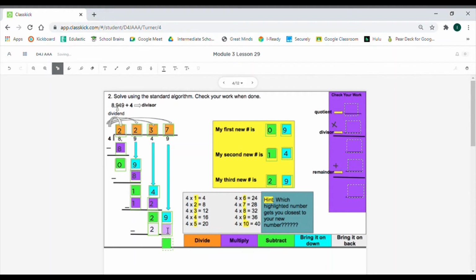Good, 28. And our last step is to subtract again. 29 minus 28, what do we get? Yes, 1. So we know a few things. Our remainder is 1. Our divisor is 4. And our quotient, we just found out, is 2,237.